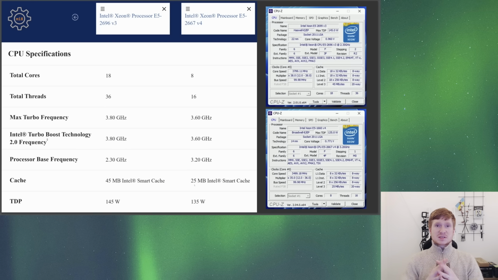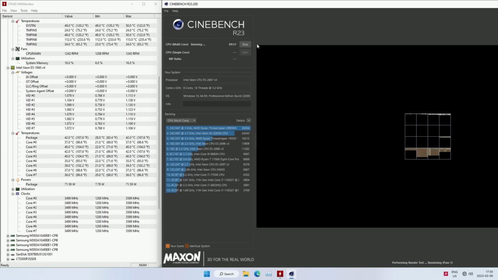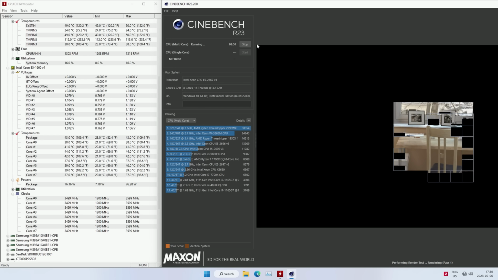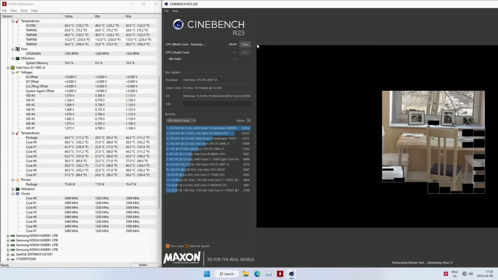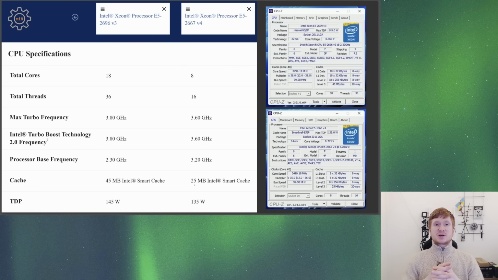So here comes the technical specification of E5-2667 V4. The CPU has 8 cores, 16 threads, base clock is 3.2 GHz, and the maximum turbo is 3.6 GHz. But because the CPU has TDP limitation of 135 watts, even under Cinebench R23 load, all 8 cores are running at 3.5 GHz. On the other hand, E5-2696 V3 is a completely different CPU.